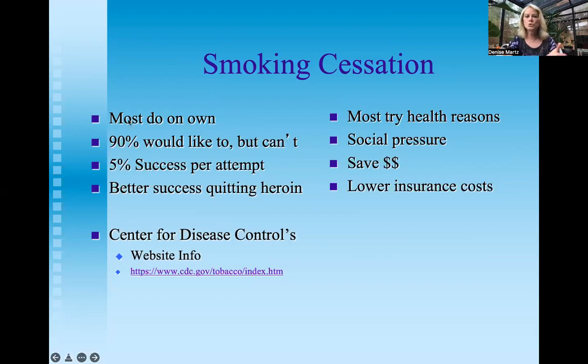Okay. Most who want to quit are doing. Sorry. So that's a 5% chance that their attempt will be successful. Yes. Okay. I just wanted to make sure. Yeah. Most want to for health reasons. There's a lot of social pressure nowadays. If you're around people who are non-smokers and you're a smoker, they are going to pressure you to quit.